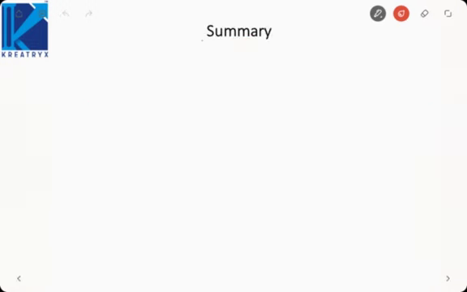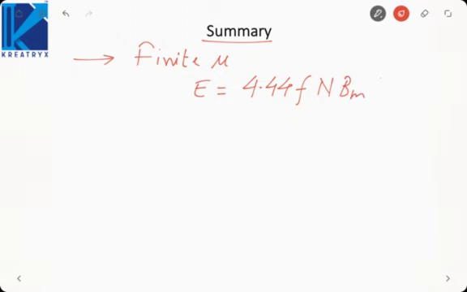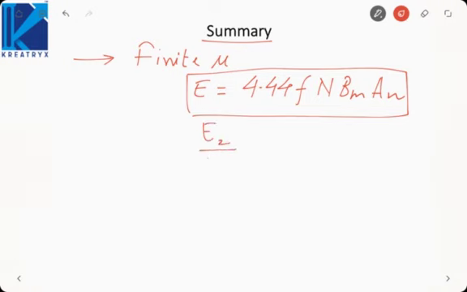So let us summarize what we learnt in this lecture. First we saw the effect of finite permeability. What we saw, that induced EMF is 4.44 f N Bm into A. This was the EMF equation for the transformer. For primary we will take E1 and N1, and for secondary we will take E2 and N2. So we saw E2 by E1 is equal to N2 by N1.